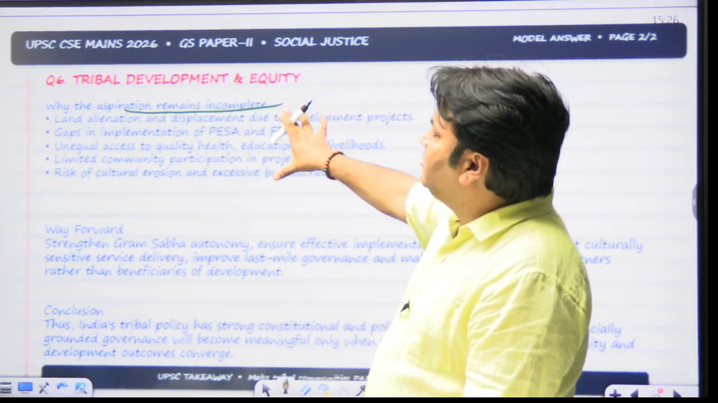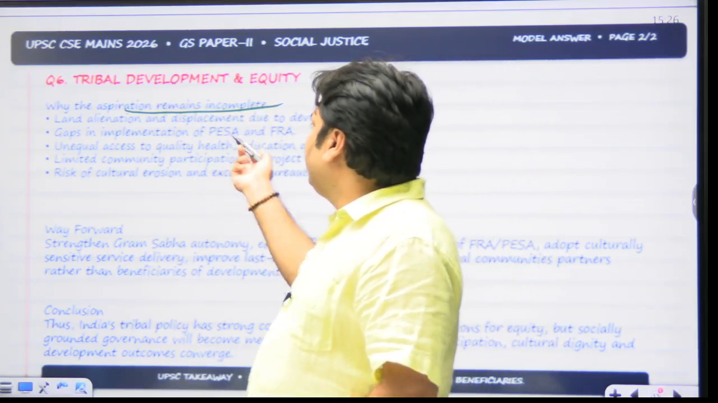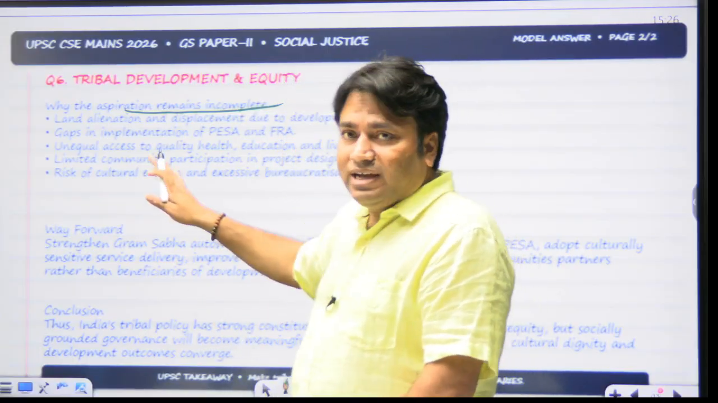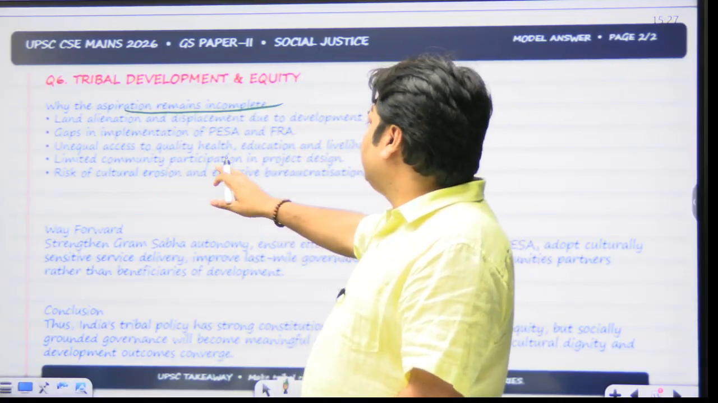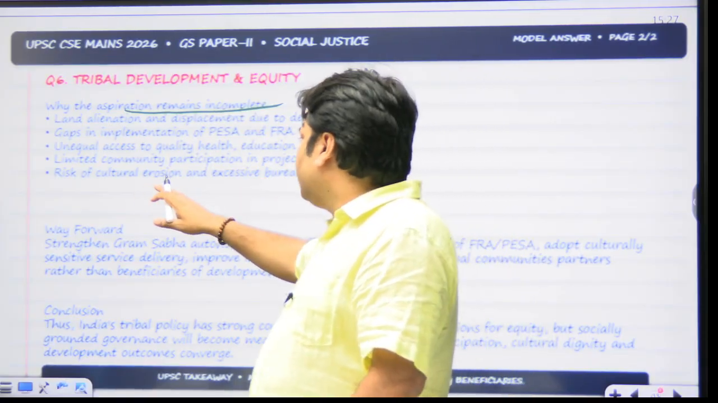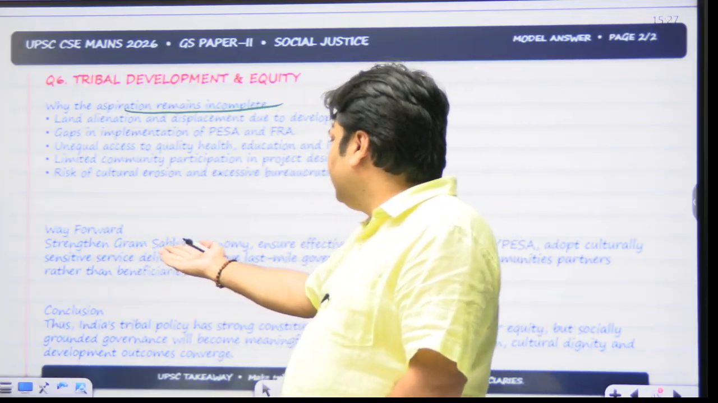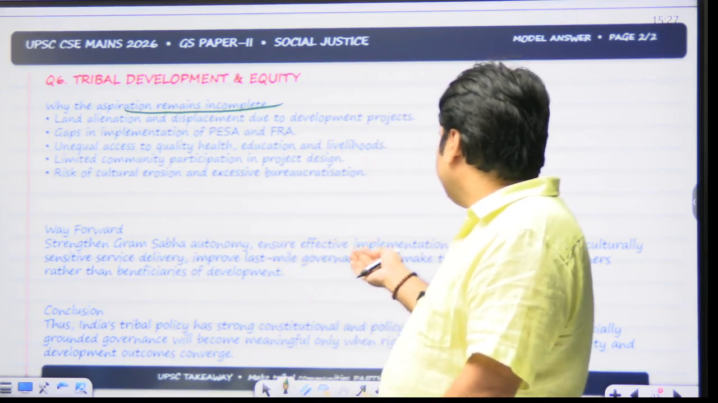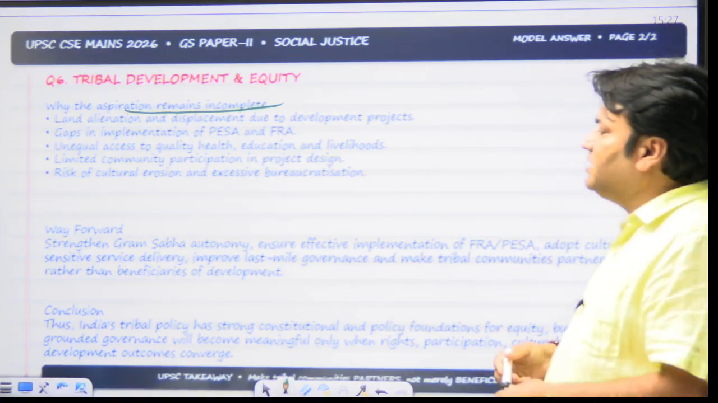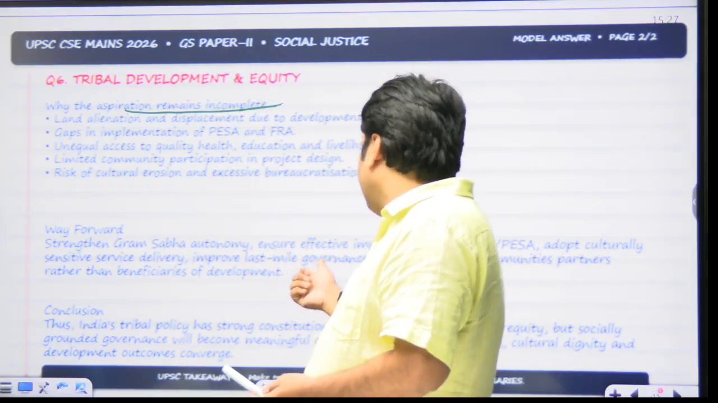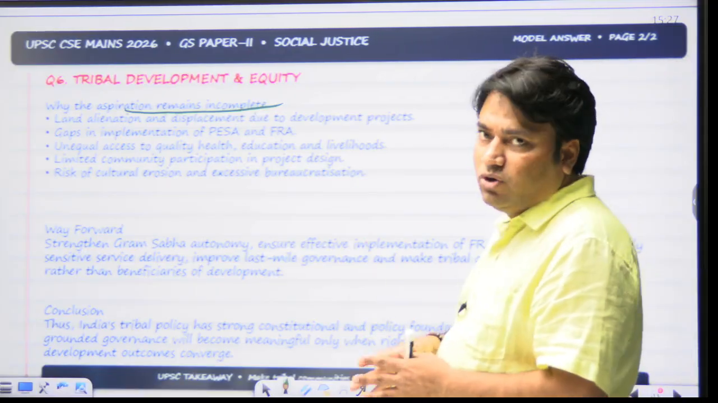Here you will write the challenges like land alienation and displacement due to development projects, gaps in implementation of PESA and FRA, unequal access to quality health, education, and livelihood, limited community participation in project design, risk of cultural erosion, and excessive bureaucratization. In way forward, you can write keywords like strengthening Gram Sabha autonomy, ensuring effective implementation of FRA and PESA. These are suggestions. Adopting culturally sensitive service delivery, improving last mile governance, and make tribal communities partners rather than beneficiaries of development.